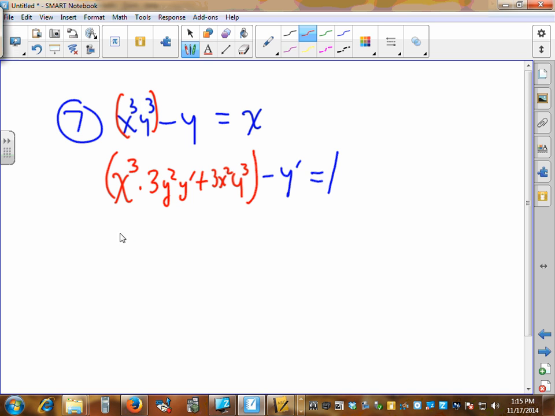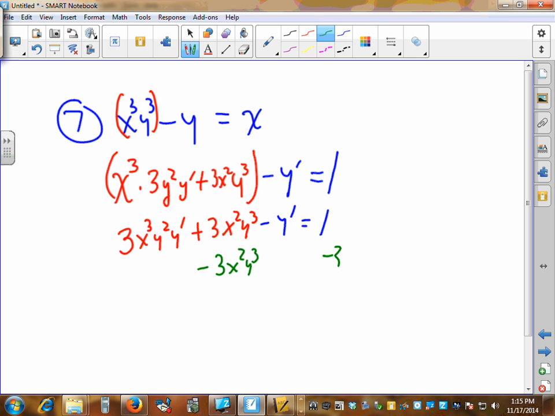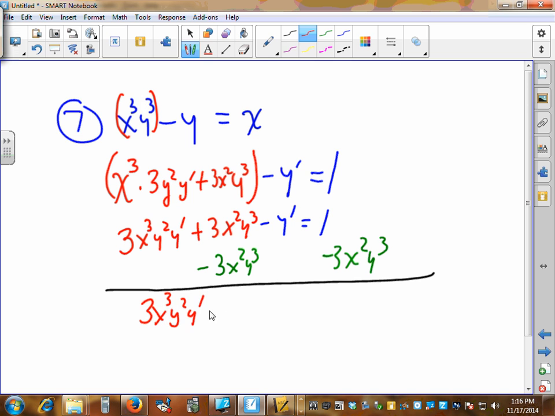So this is going to give us 3x cubed y squared y prime, plus 3x squared y cubed, minus y prime equal to 1. Everything that does not have a y prime, we're going to move over to the other side. So 3x cubed y squared y prime minus y prime is equal to all this.